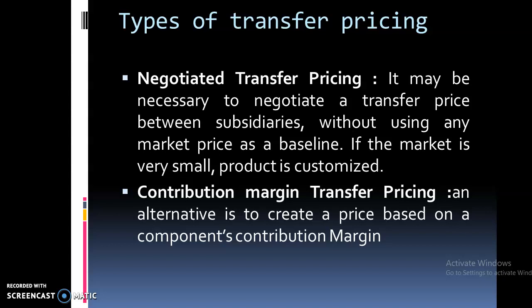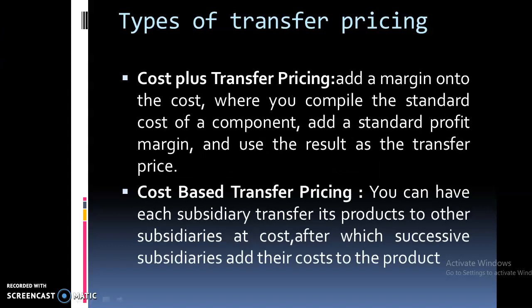The next one is contribution margin transfer pricing. As you all know, contribution is the difference between sales and variable costs. On the contribution, you charge a margin, which is known as the contribution margin. This would be the price finalized for transferring the goods from one subsidiary unit to another subsidiary unit. That is contribution margin transfer pricing.